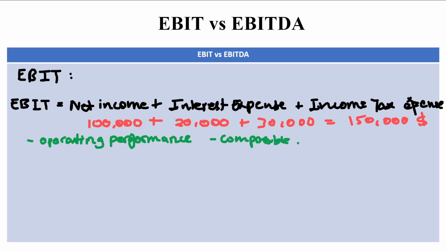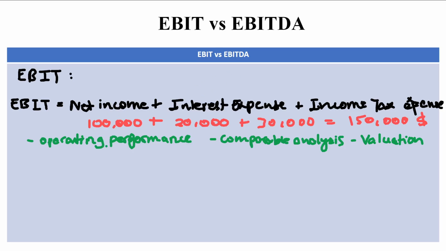Then we have comparable analysis. EBIT can be used to compare the profitability of companies within the same industry, even if they have different capital structures or tax rates. Then we have valuation. EBIT is often used in valuation multiples such as EV/EBITDA to estimate a company's enterprise value. So that is pretty much it for EBIT.